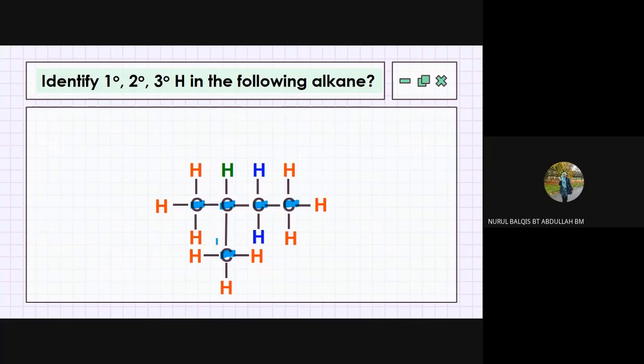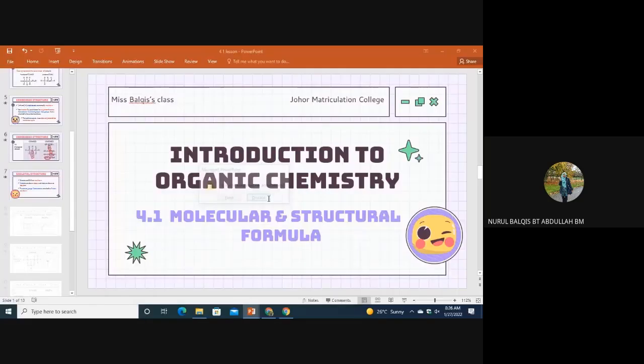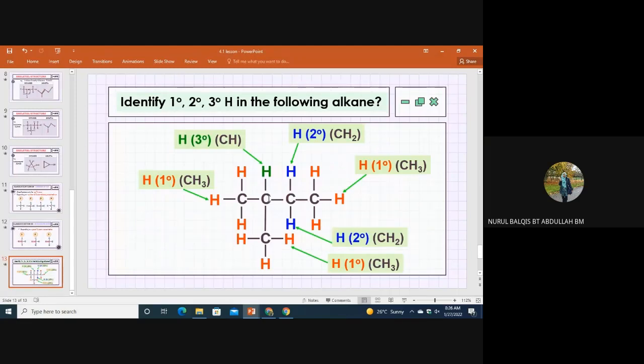So sebenarnya bila you ada primary carbon, hydrogen you pun usually primary hydrogen. Macam tu. Tapi kena always check lah. So kalau you ada quaternary carbon, you ada tak classes of hydrogen? Tak ada. Okay. Habis untuk 4.1. Any questions so far? You learn about structural formula. There are 3 altogether. You learn about the class of hydrogen. You learn about the class of carbon. That's all for 4.1.